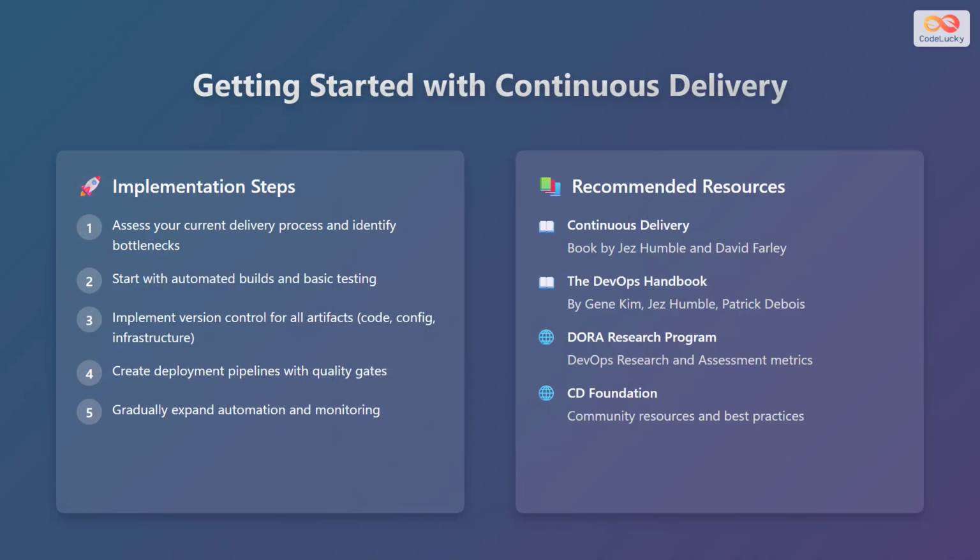Getting started with continuous delivery. Implementation steps. First, assess your current delivery process and identify bottlenecks. Second, start with automated builds and basic testing. Third, implement version control for all artifacts: code, config, infrastructure. Fourth, create deployment pipelines with quality gates. Fifth, gradually expand automation and monitoring.